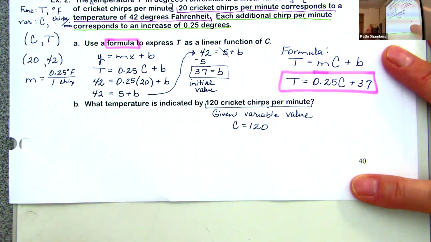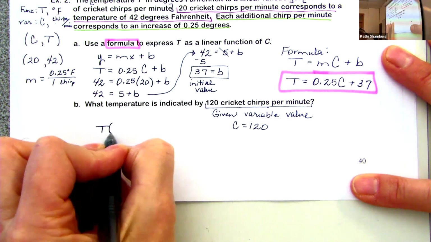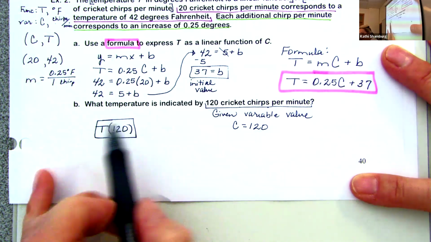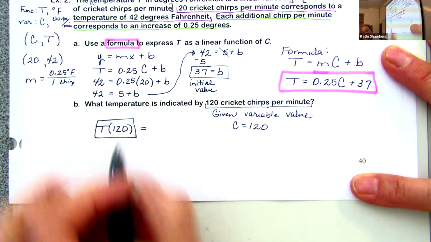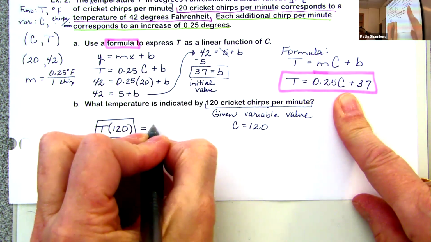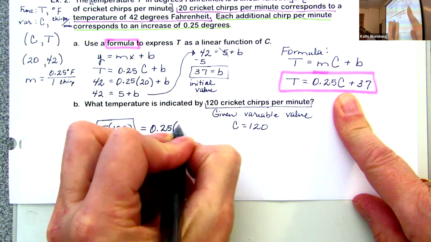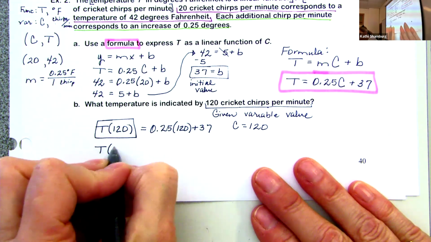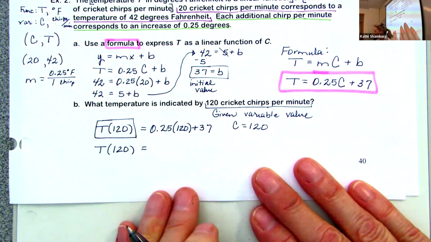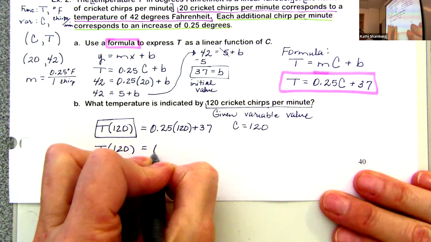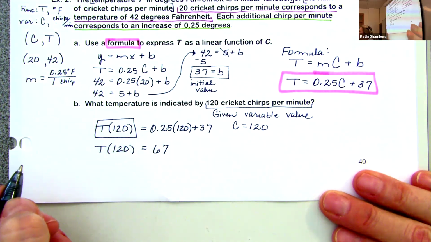If I asked you to write that in functional notation, what would that look like? That's functional notation. Now, it wants to know the temperature, so what we're going to do is put 120 in this formula. So it would be 0.25 times 120 plus 37. So what is that? And this is what, 67 degrees Fahrenheit.